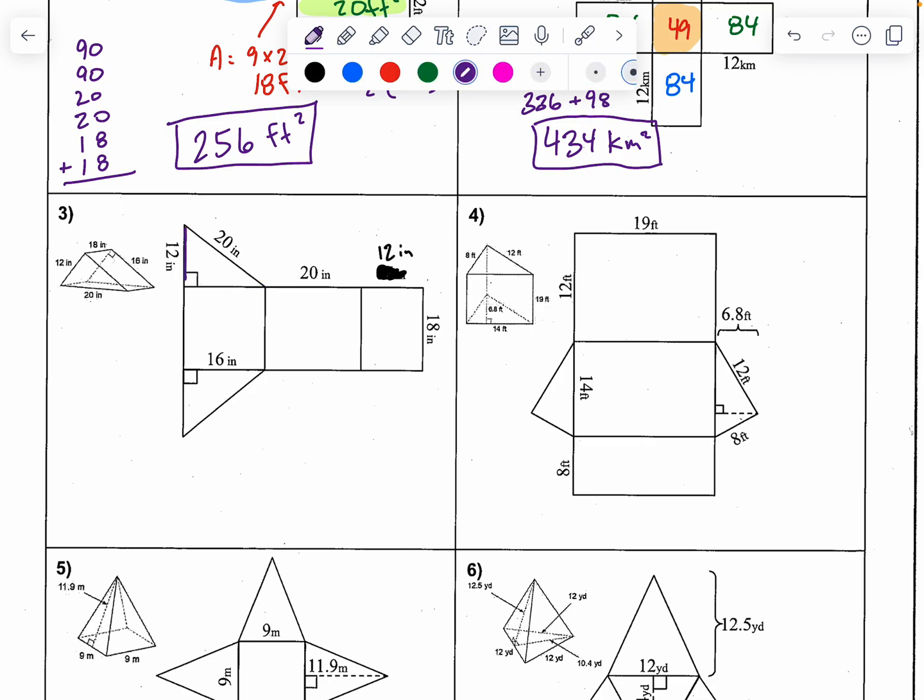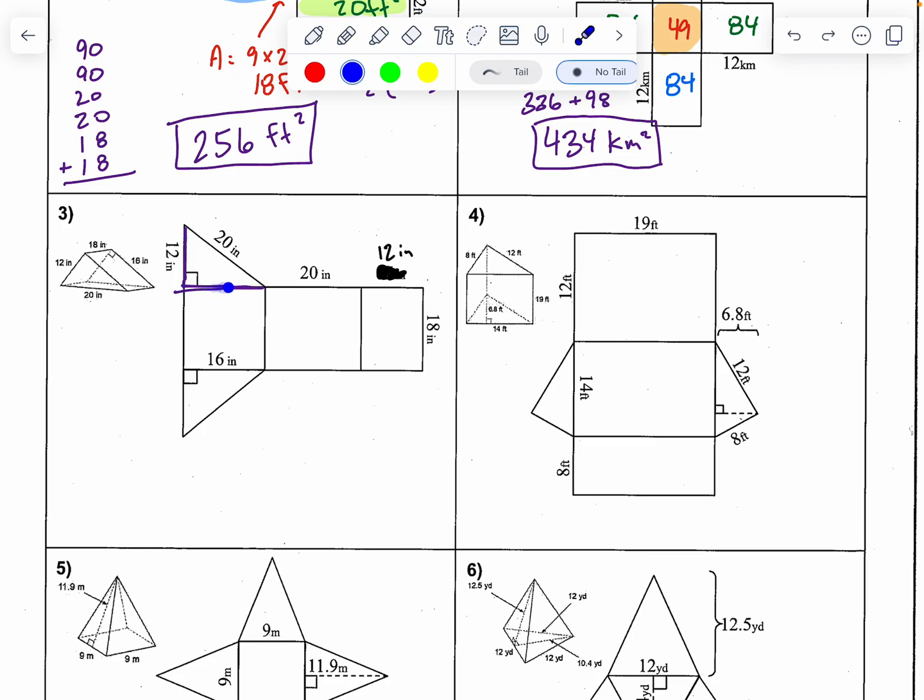The base, one of the lengths is 12, and I need this one. It's not going to be this 20 right here. Definitely not that. Why not? Because remember, the base and the height form a 90-degree angle, and this is the 90-degree angle right here. It is not that. That is not a 90-degree angle. It can't be this and this, or this and that. So 90-degree angle, here it is. So it's this length and this length.